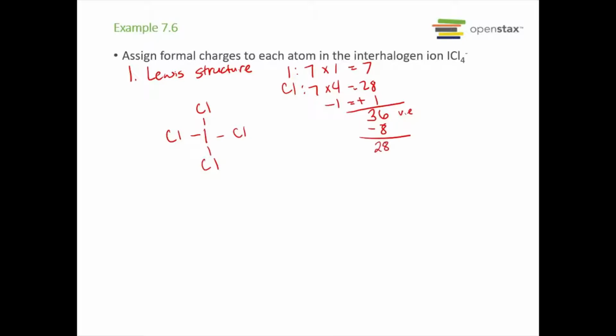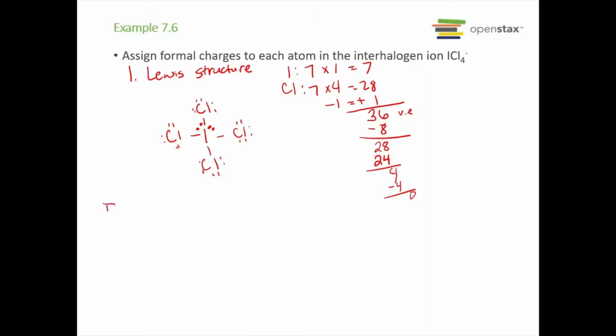So let's go ahead and fill in our chlorines: 2, 4, 6, 8, 10, 12, 14, 16, 18, 20, 22, 24. We have 4 electrons left over, which means 2 sets of lone pairs for the iodine. Now we've used up all our electrons, so now we can go ahead and do our formal charges.